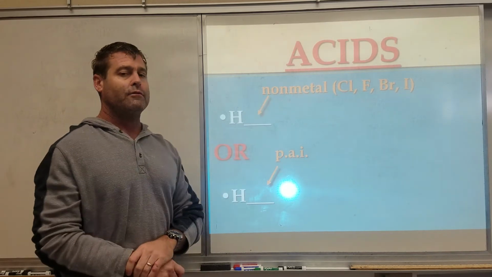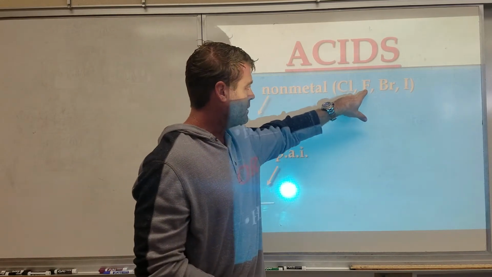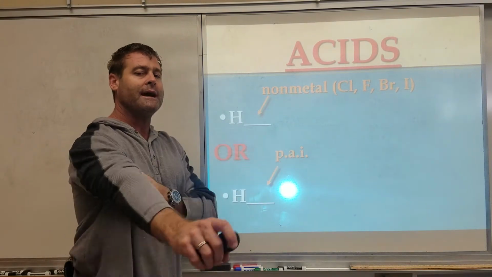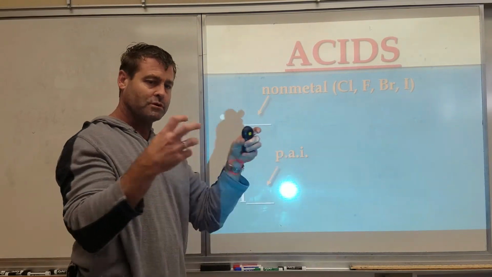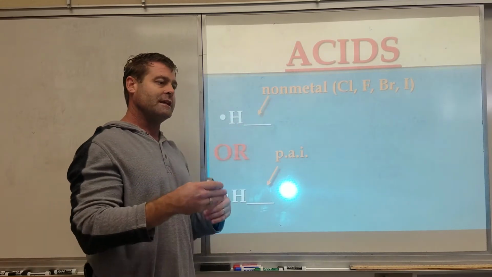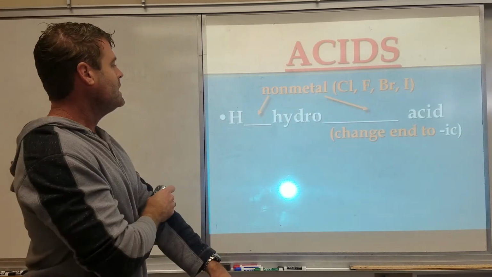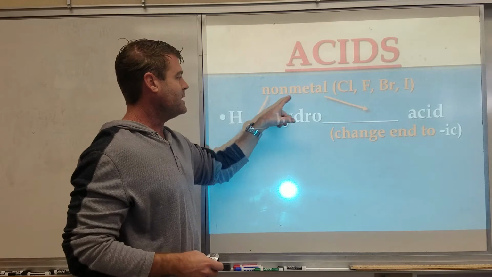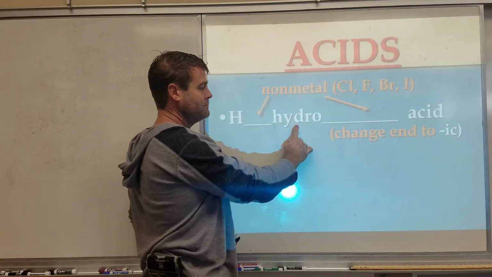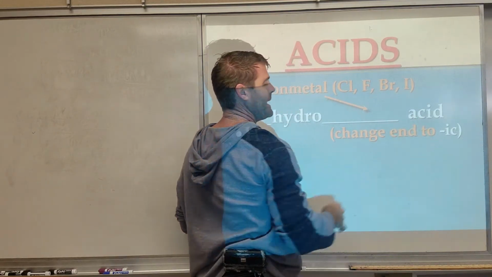Then you're going to have to make a further distinction. Is that hydrogen bound to a nonmetal, like chlorine, fluorine, bromine, or iodine, or is that hydrogen bound to a PAI? Remember, PAI is a polyatomic ion, multiple atoms together. You have to make that distinction because there are slightly different rules depending on what it's bound to. So here's the rule if the hydrogen is bound to a nonmetal. Your name starts with hydro. You name the nonmetal, however you change the end to ic, and then you put acid on the end.